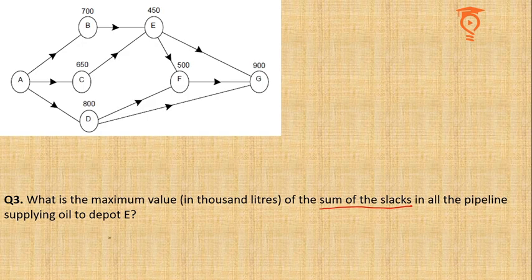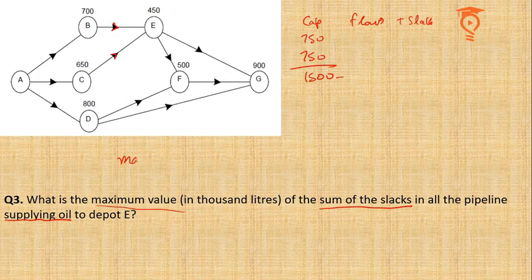What is the maximum value of the sum of the slacks in all the pipelines supplying oil to depot E? There are 4 pipes connected to depot E, but supplying pipes are only 2. We have to find the sum of the slacks of these 2. Okay, so the sum of the capacities is 750 and 750, 1500. Some of the slacks we can find out by subtracting the sum of the flows from 1500. And we want to find maximum slack.